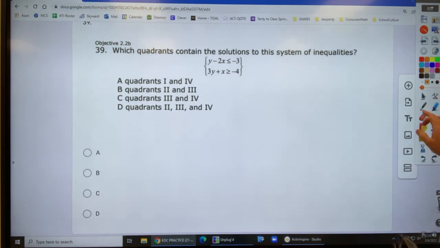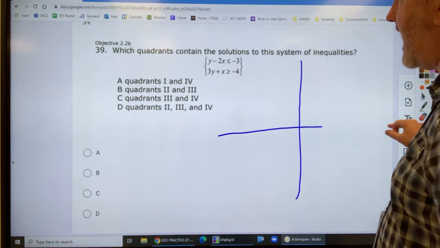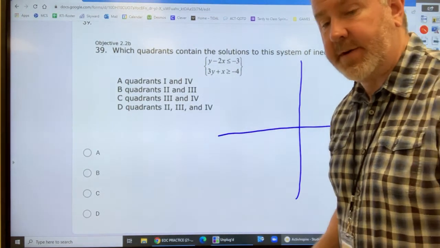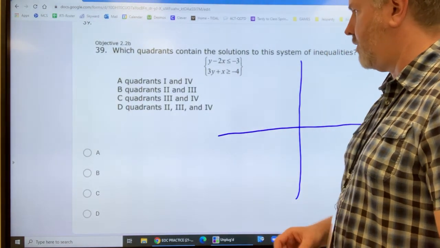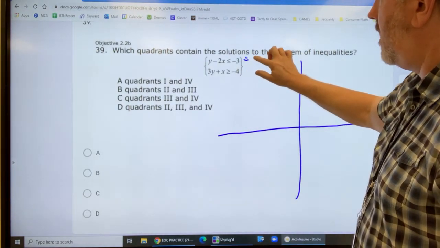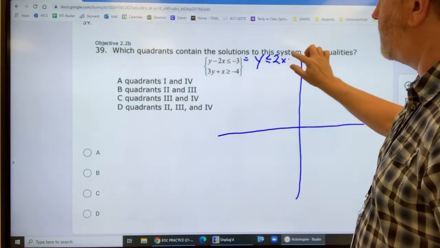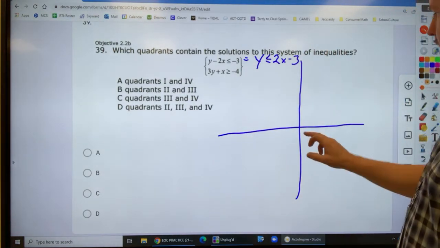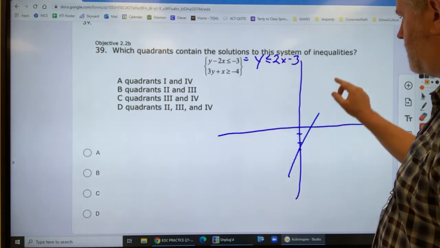Which quadrant contains the solution to this system of inequalities? I didn't solve this one earlier because I knew that I could figure it out. The hardest part about this is putting it in slope-intercept form. Because even to use your calculator, you got to plug it into y equals. That's probably the hardest piece of this whole thing. So this first one turns into y is less than or equal to 2x minus 3, because I just added my 2x to both sides, okay? And that one looks like this.